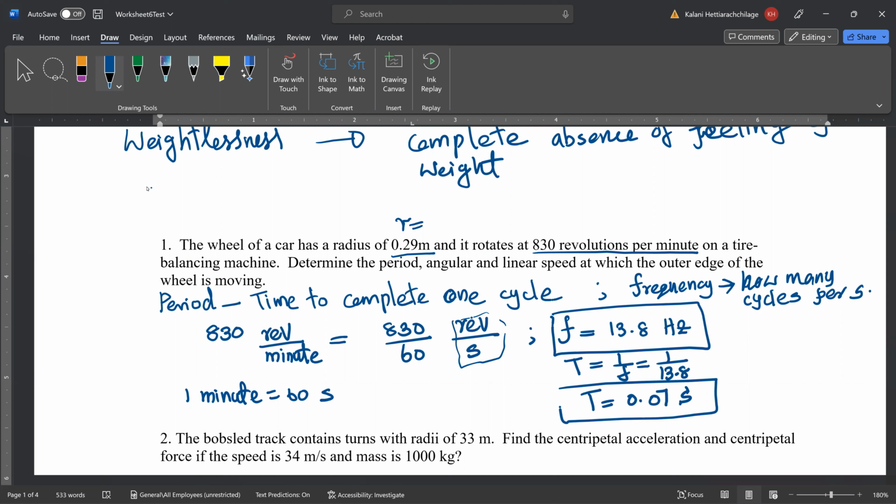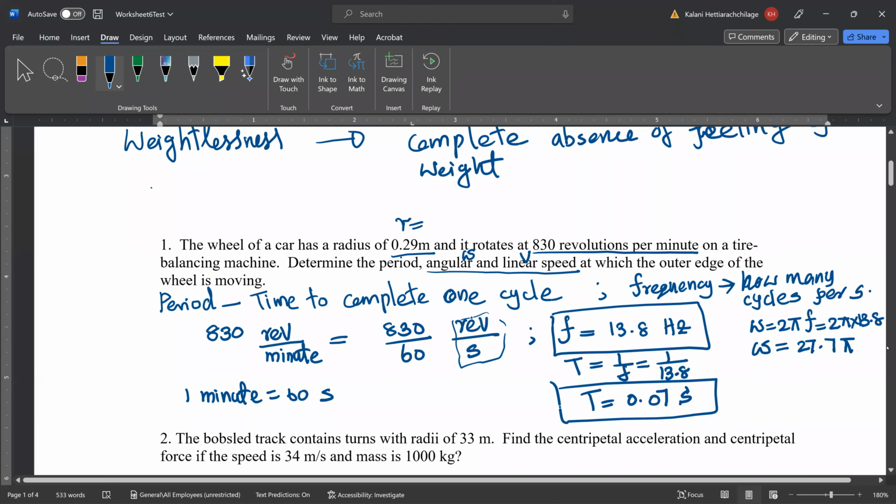Now my next question is to find the angular and linear speed. You know that the angular speed is omega, linear speed is v, right? How do you find omega? Omega is, as we discussed in an earlier lecture, 2 pi times the frequency. So now you have the answers. 2 pi and frequency is 13.8. This is multiplication, and then you're going to find omega. I'm going to write it using pi. It is around 27.75 in units of radians per second. Okay, radians per second.